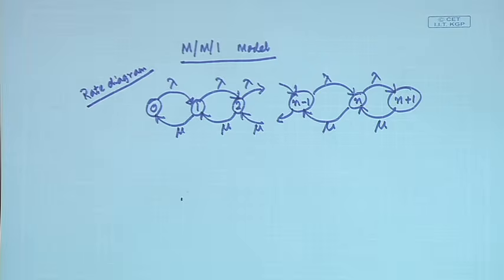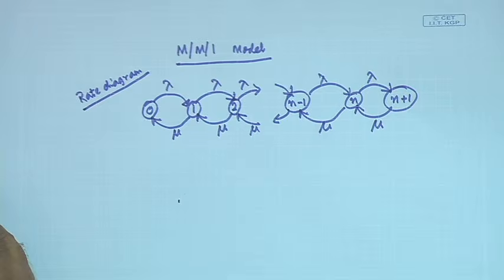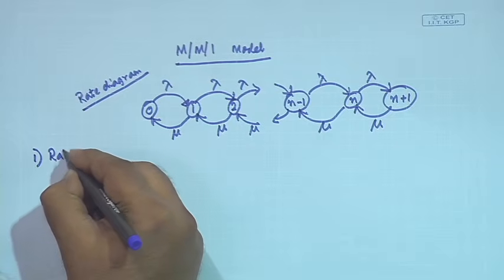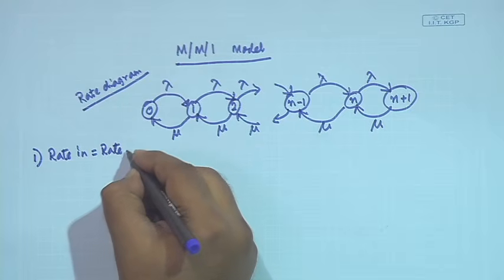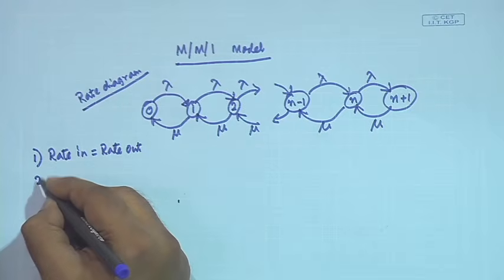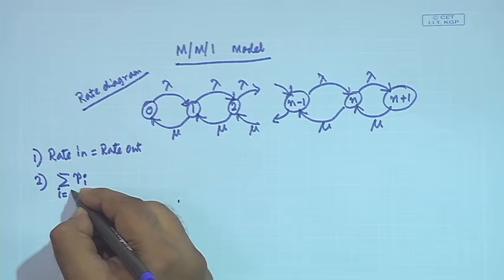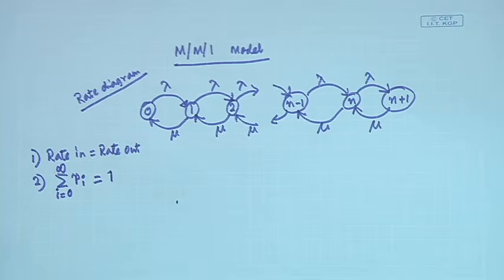Now, look here, what does the balance equation say? Let us put those equations before us. Number 1, rate in equal to rate out. Number 2, sigma pi i, i equal to 0 to infinity, equal to 1. Only 2 very simple principles, and we have nothing else.